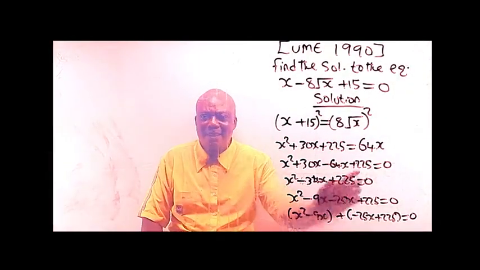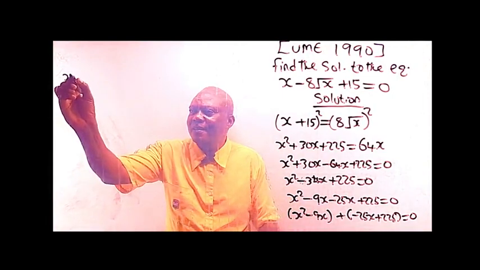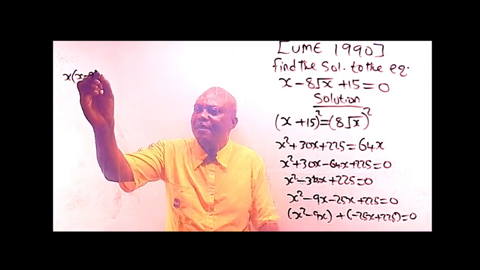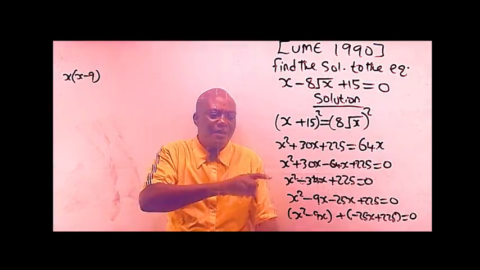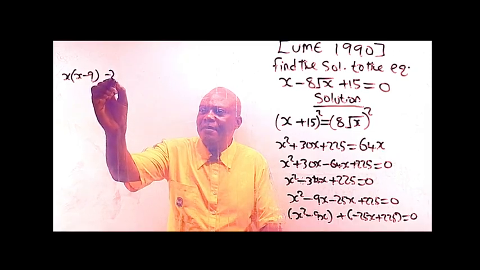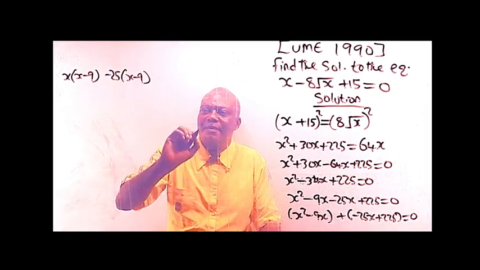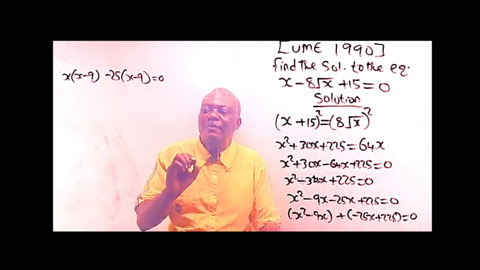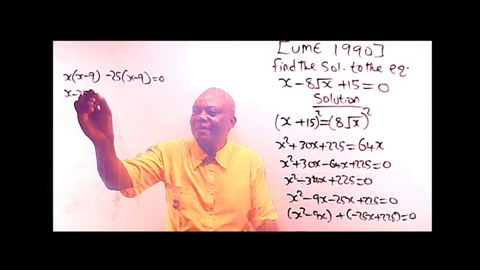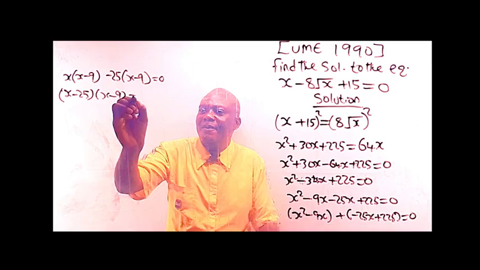So you now treat the brackets separately. The first bracket, what you have here will be x into x minus 9. And the second one, 25 is common, so you can factor it out: minus 25 into x minus 9, all equals 0. So what you have here will be x minus 25 and x minus 9 all equals 0.